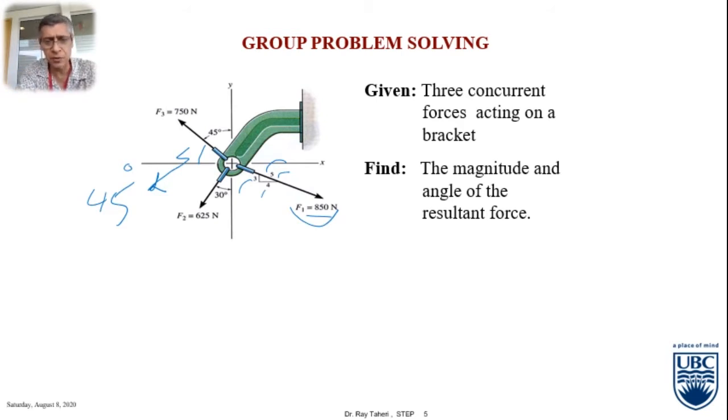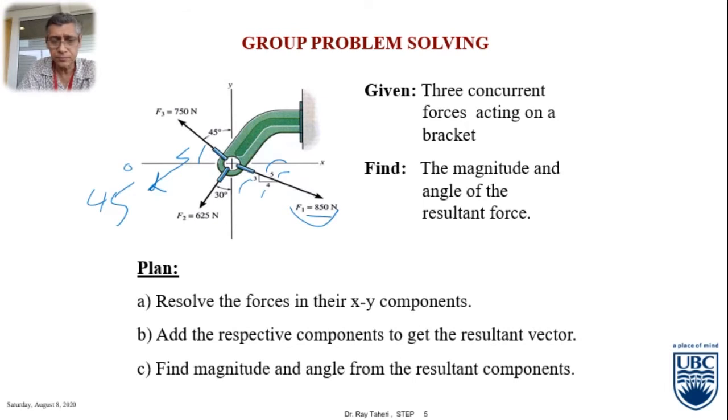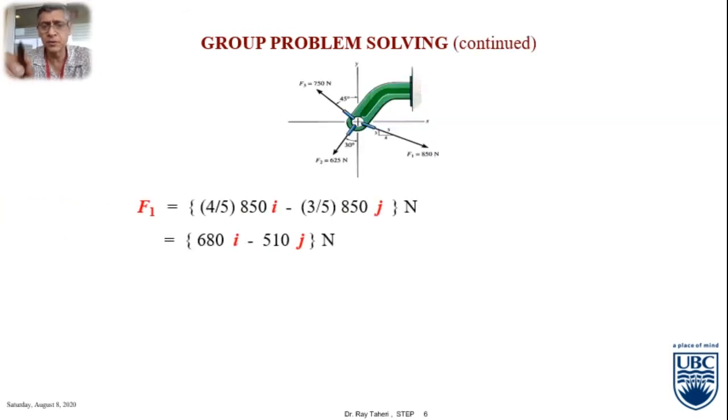And last but not least, for the F2 here, we see that the y is negative and the x is negative because we are in the third quadrant. And we can simply do the math by using the sine and cosine law. So start from the first one. As I explained, 4 divided by 5, 850 i, minus 3 divided by 5, 850 j Newton. This Newton multiplied by both these components. So this is the answer.